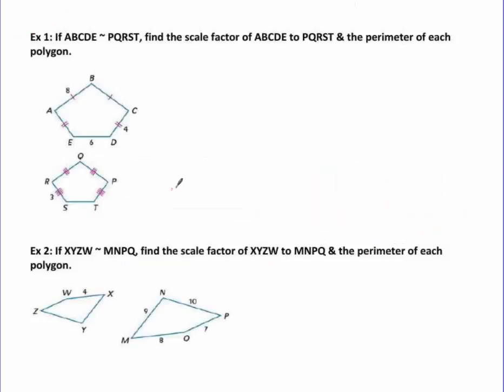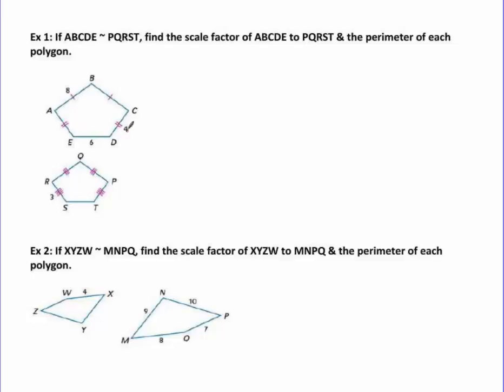Okay, so we have another example. If ABCDE, so that's this polygon here, is similar to PQRST, find the scale factor of ABCDE to PQRST and the perimeter of each polygon. So when we look at our picture here, the first thing we want to do is see if we can make our picture better for us.